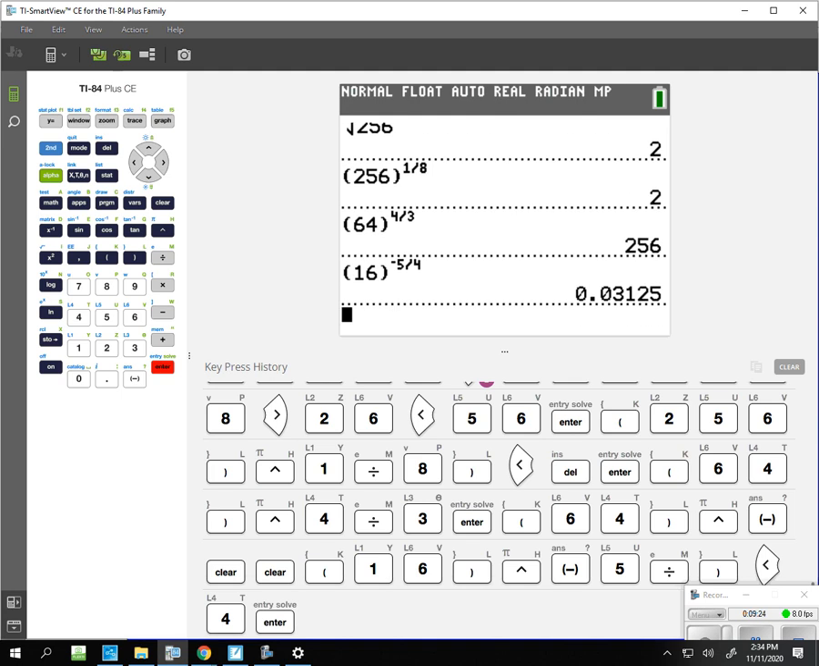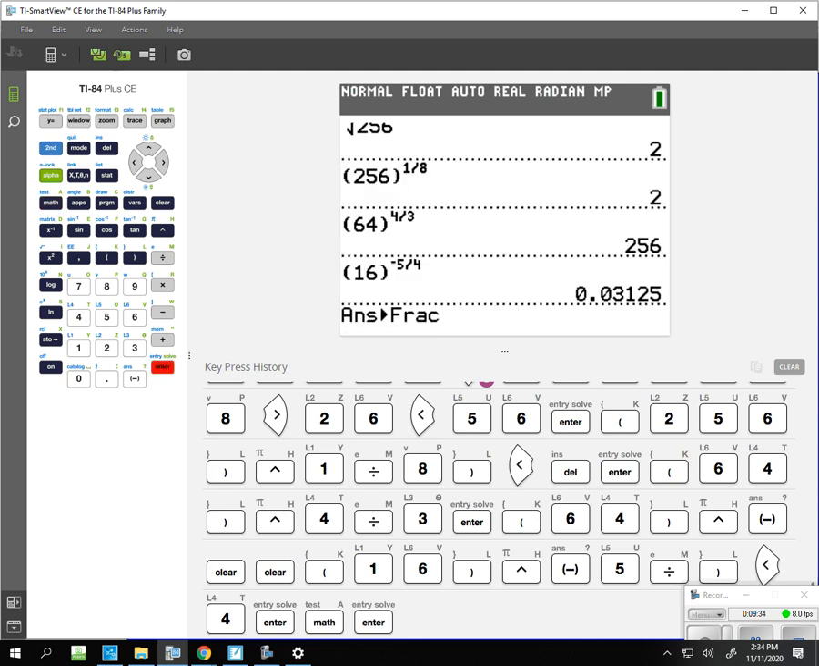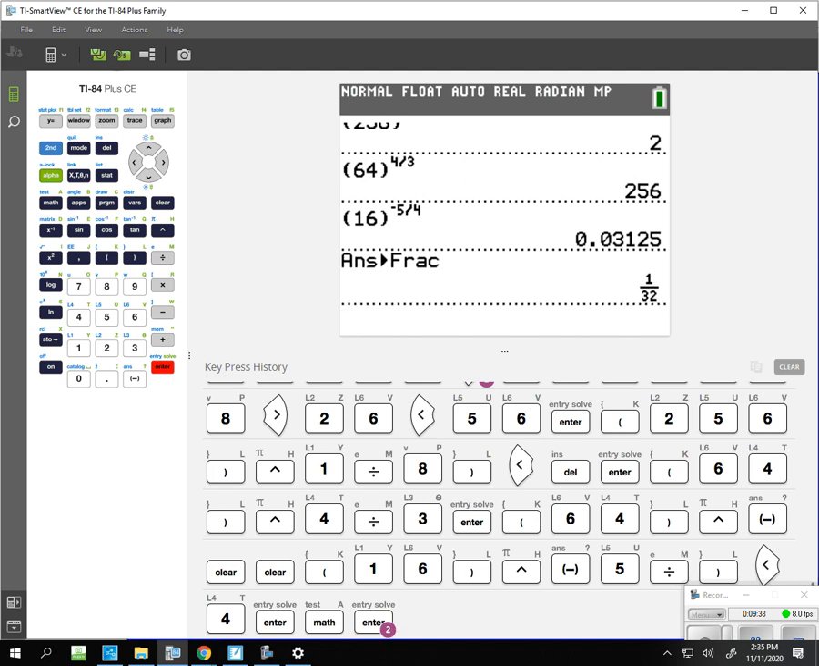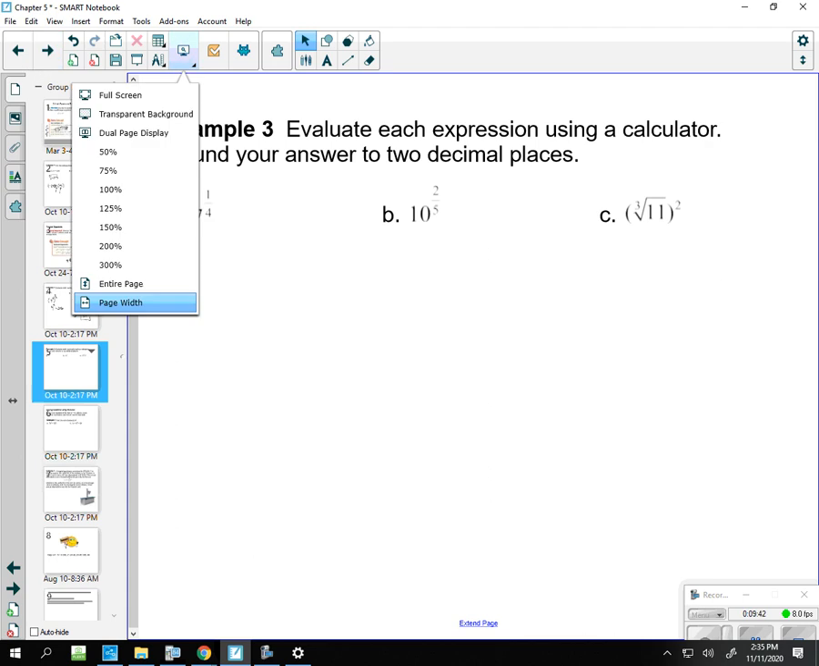Now it's going to give me a decimal. I don't want that decimal. There is an option to turn decimals into fractions. Those of you that don't know this, hit math, and then the first one is frac. So that is basically taking your answer and turning it into a fraction. And look, it's 1/32.